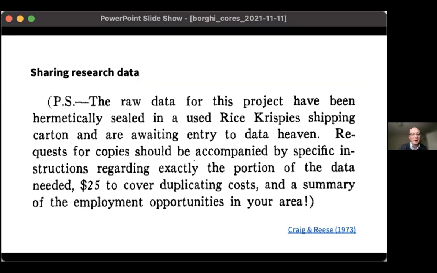This paper is mostly about an attempt at replicating that to see how much change had happened since his publication. And they end it with this kind of cheeky statement saying that you can get the data, but you have to give us some money and tell us what jobs are available in your area, which, having looked at a lot of these kinds of statements, is a funny one, but not one that would be too unexpected. Maybe some of the jokes in here would be unexpected, but you still see stuff like this.